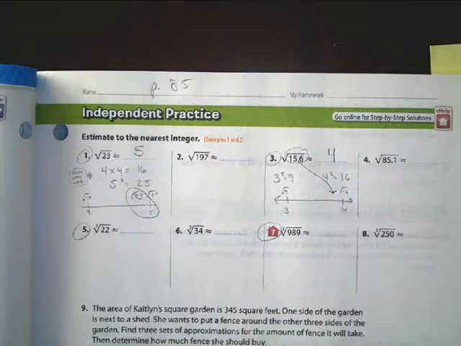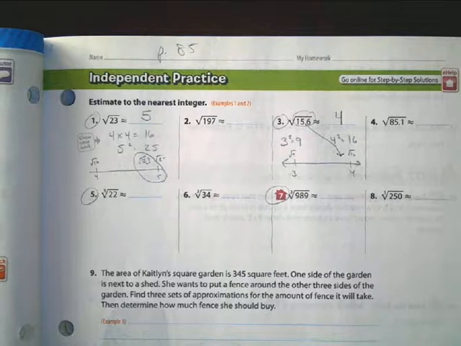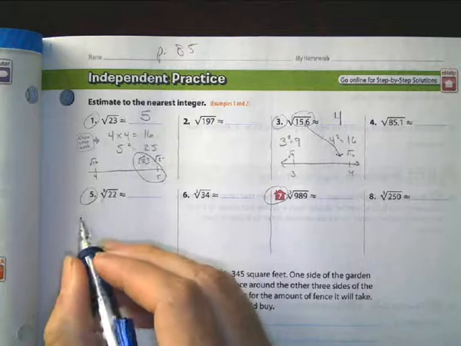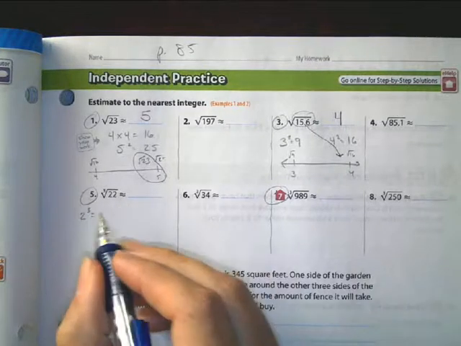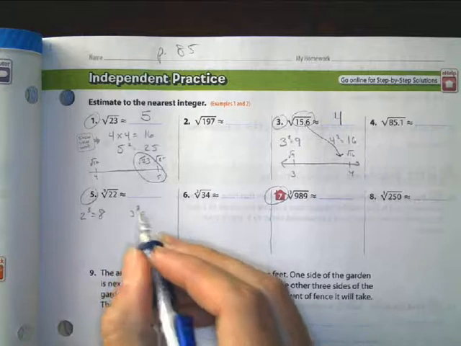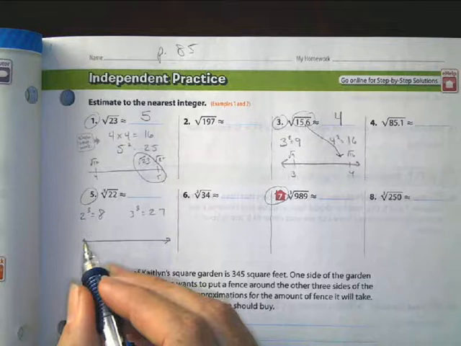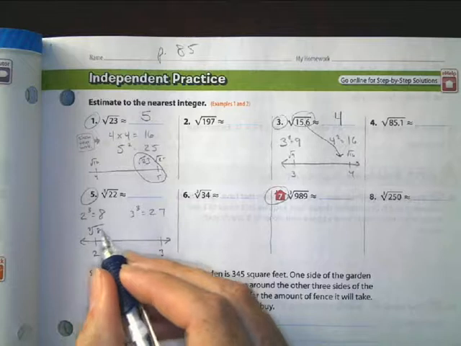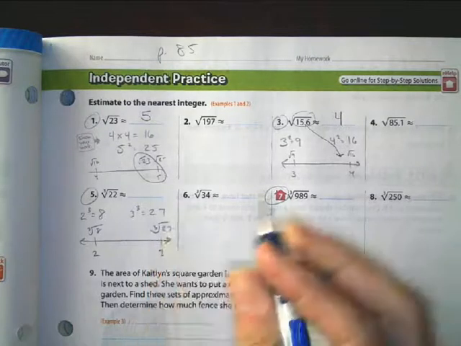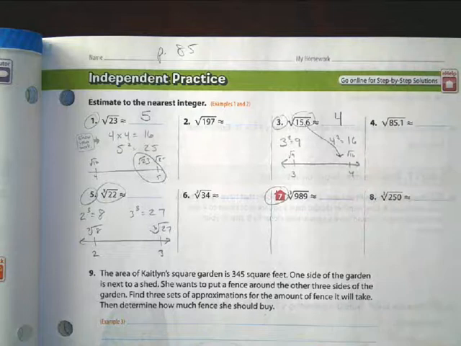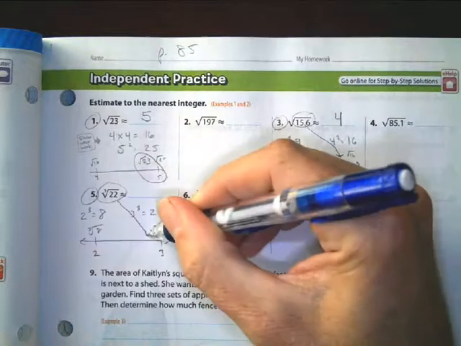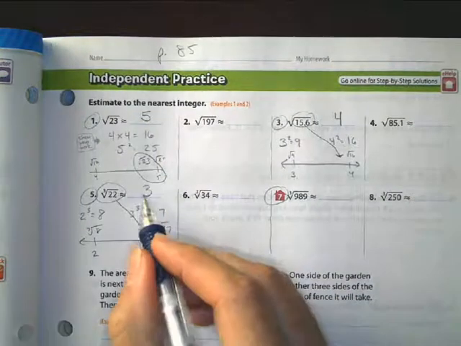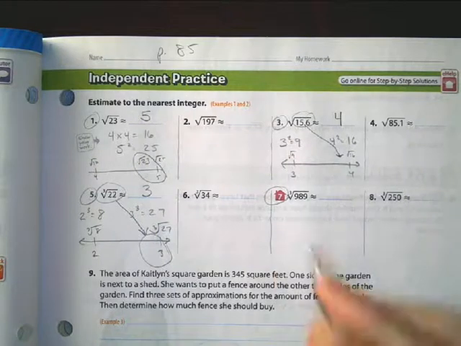Okay? Simple as that. Now let's take a look at number 5, the cube root of 22. Same idea. So what do I know? I know that 2 cubed is 8, and I know that 3 cubed is 27. So on my number line, if I have 2 right there and 3 right there, and the cube root of 8 and the cube root of 27, we're trying to find out where the cube root of 22 would be. It would probably be closer to here than it would be to there. So the cube root of 22 is somewhere around 3. And we'll leave it there like so.